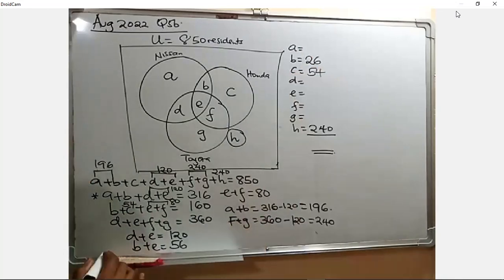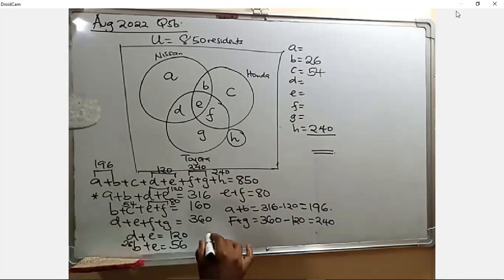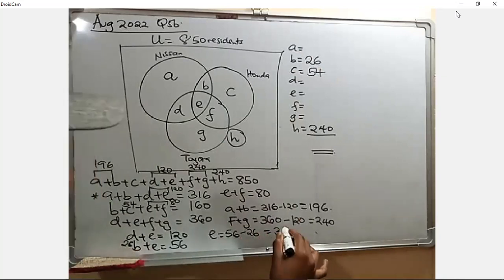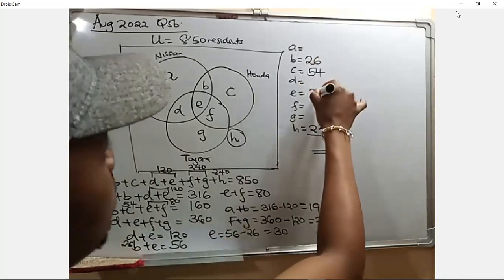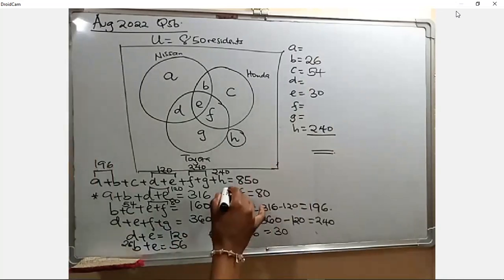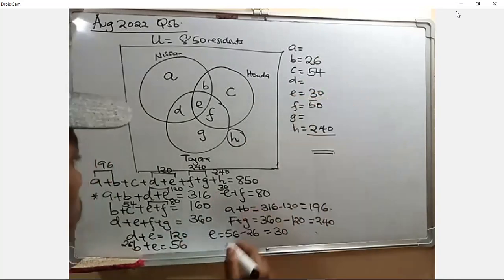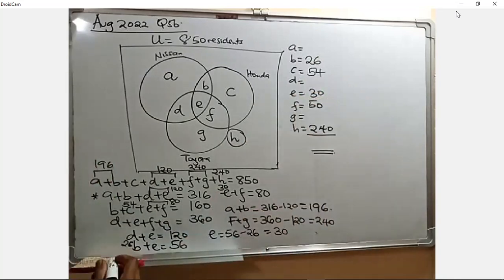Our B we are getting 26, and therefore it is unlocking our E. What is our E, sorry? We are going to be taking 56 minus 26. This is equivalent to 30. So if our E is 30, then it can unlock all the other values. Then it means our F is 50. Let us look at our D. Because this is 30, our D should be 90.